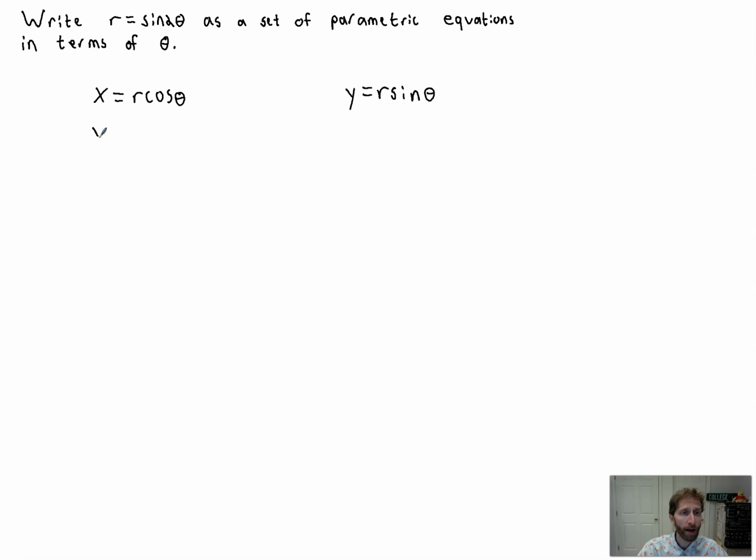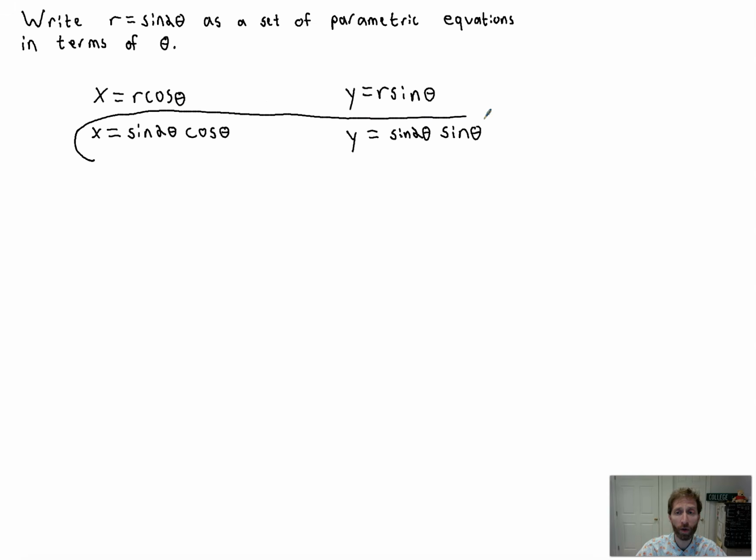So x of theta is going to be equal to sine of 2 theta, since that is r. So that gives us the r value at any place. That's sine of 2 theta times cosine theta. And then y would be equal to sine of 2 theta times sine theta. And that's it. That's all this problem wrote for us. So that would be your set of parametric equations right there.